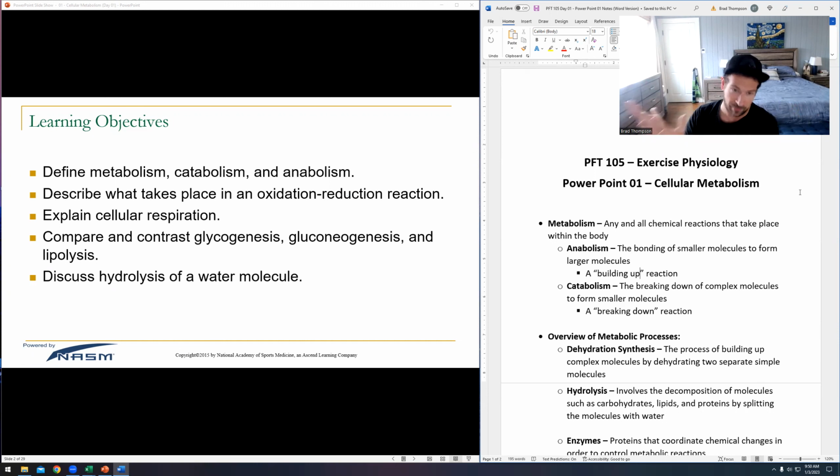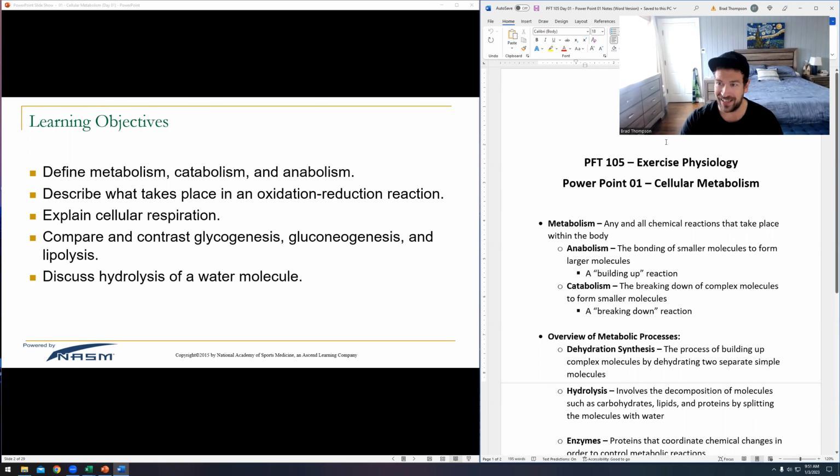anabolism and catabolism. We need to understand what takes place in a very weird sounding word, which is an oxidation reduction reaction. We're never going to call it that ever again after today. We do want to understand how it works, and that way you guys can understand how easily energy is broken down. Understand a little bit of cellular respiration, which is basically how our cells are taking in oxygen and spitting out energy in the same way that you and I take in oxygen and spit out lots of energy.